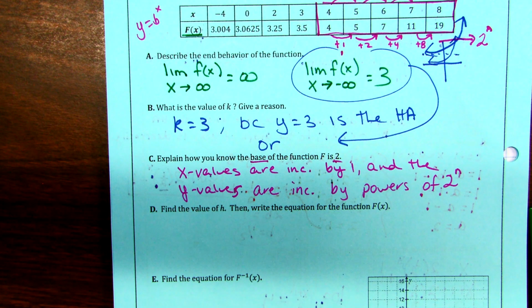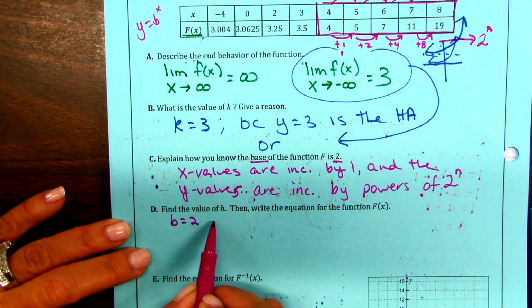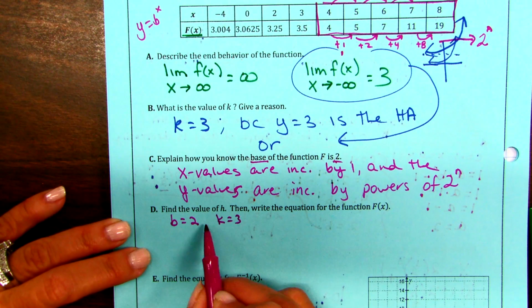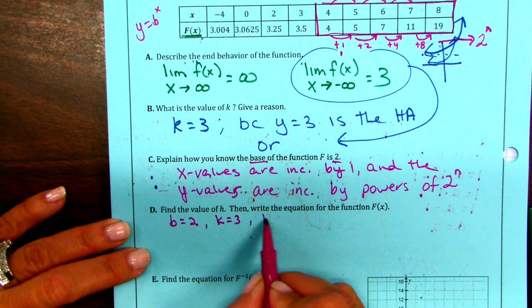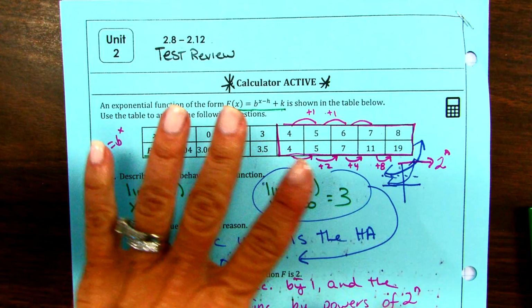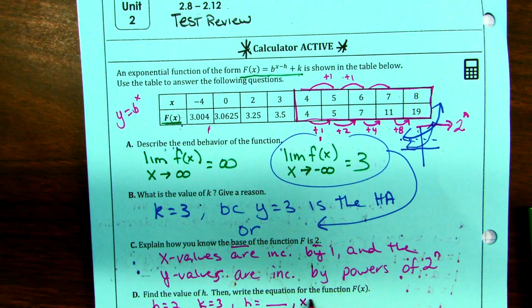Okay, so looking at our function, they want us to find the value of h. We already have b, right? We know b is 2. We know k is 3. We already found those. What they want is h. And then once we find h, write the equation for the function. Well, what's nice about this problem versus the one we just did is there are 5 variables, f of x, b, x, h, and k, 5 variables. We actually have 4 of them.